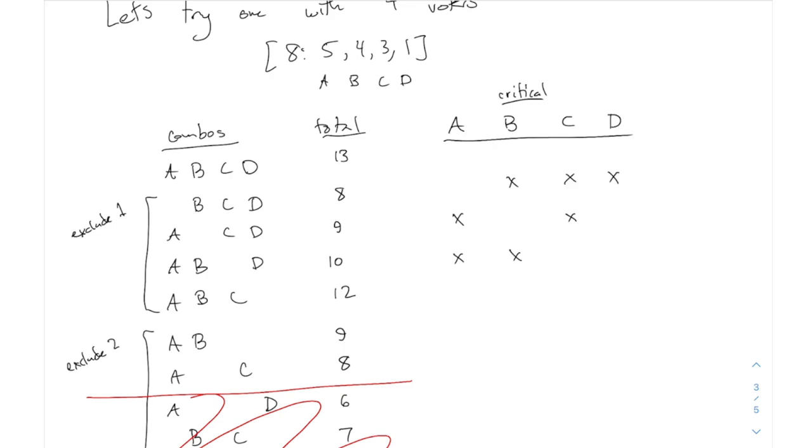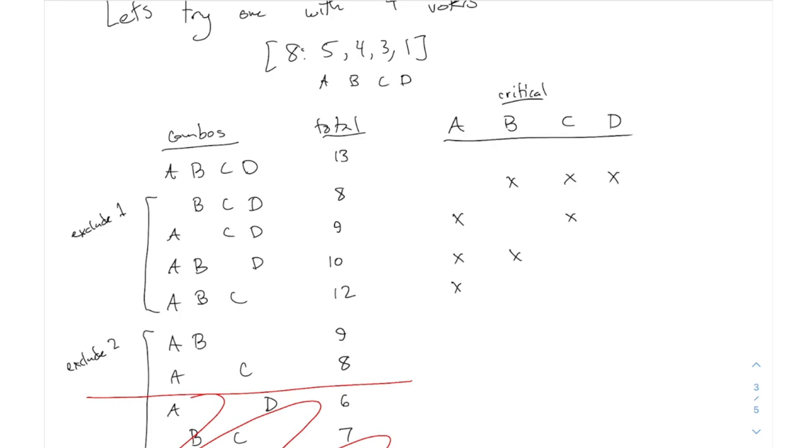Can anybody say who is critical in there? A and C. If I look at A, I believe A is critical here because it adds up to 12. If I take away the A, it only adds up to 7, which is not enough. So A is critical here.